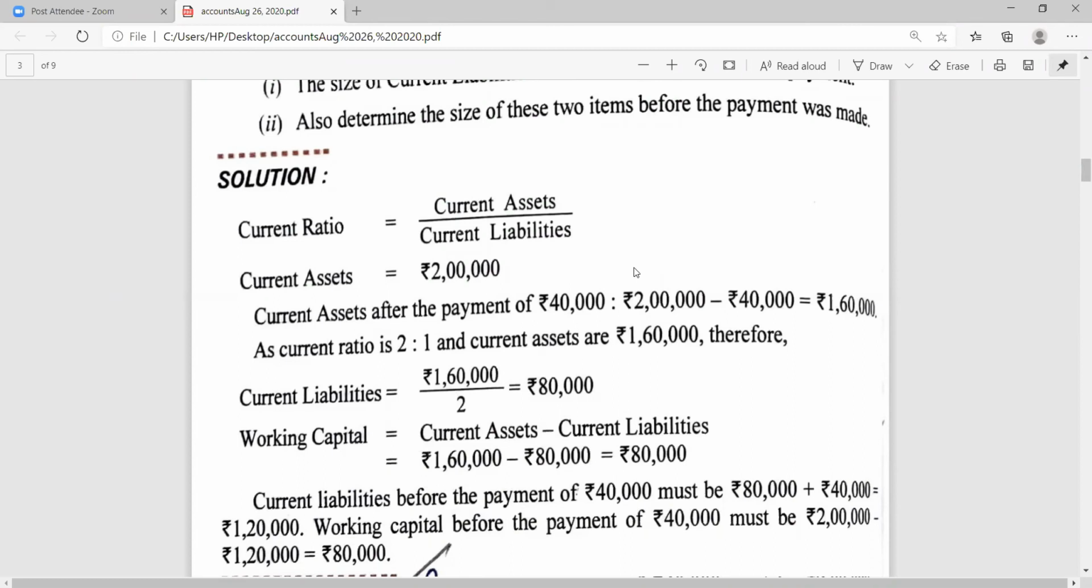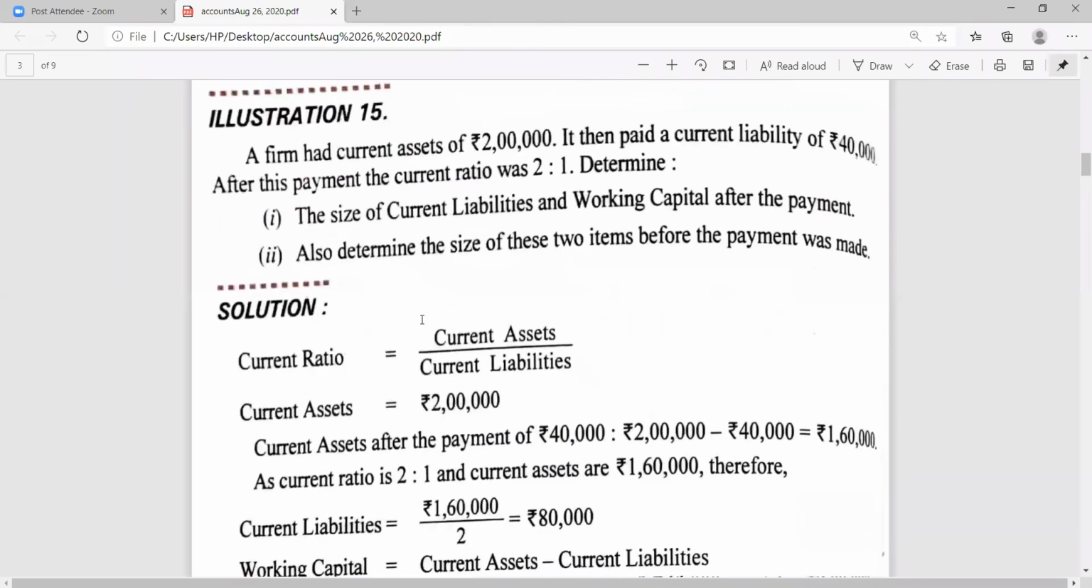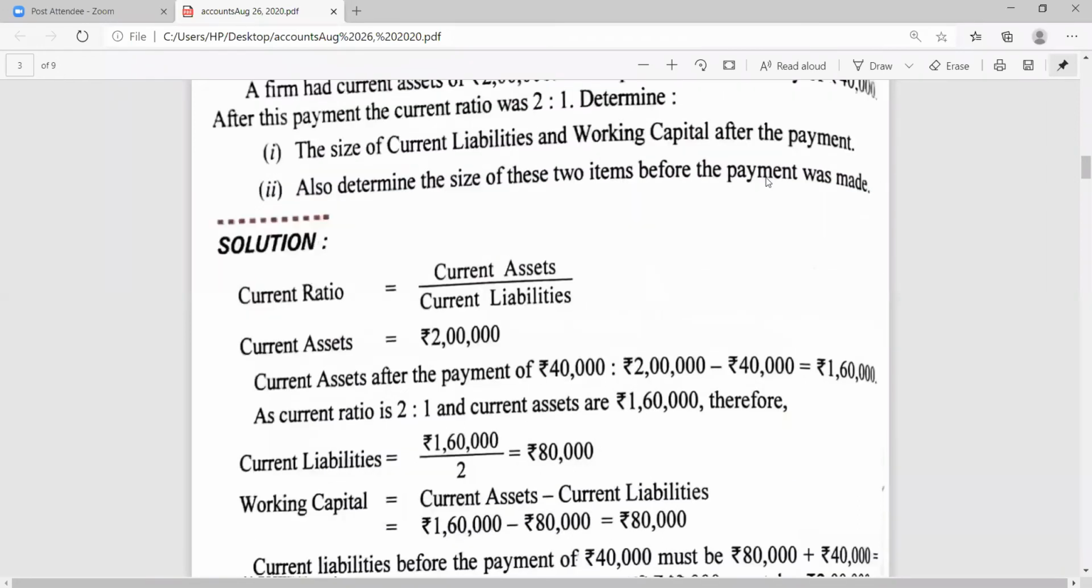Now, what is the working capital? Current assets minus current liability. In this question, the size of the current liability and working capital after the payment is to be calculated. And we have calculated the current liabilities after the payment of 40,000. Now the working capital is current assets minus current liability. Our first part of the question has been completed. But the second part is also given: determine the size of these two items before the payment was made.